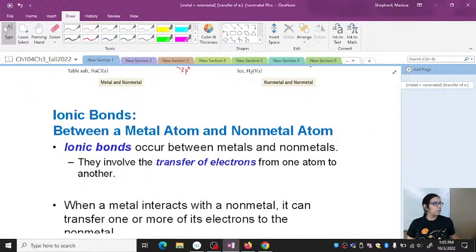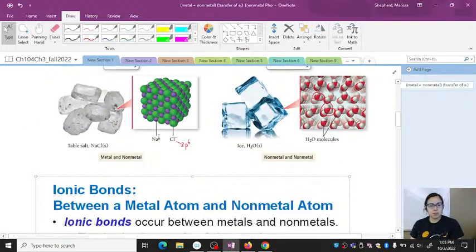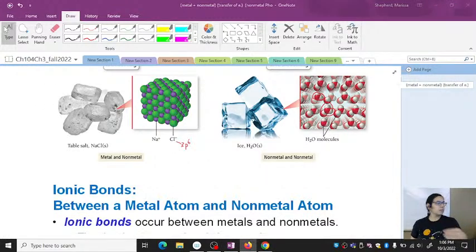You said cations have larger radius? Smaller. Cations are always small. Anytime you see that positive charge, that's a cation, so it's going to have a small radius, and the anions have a large radius.